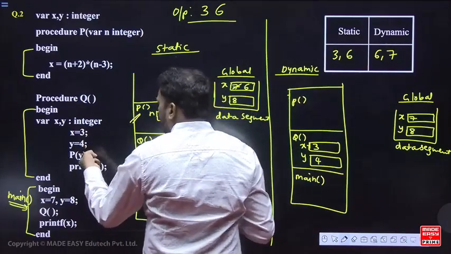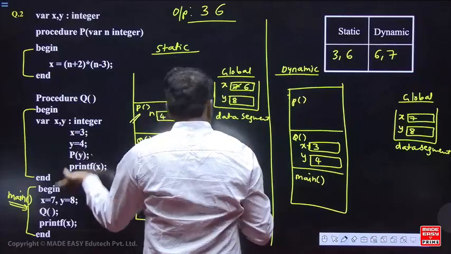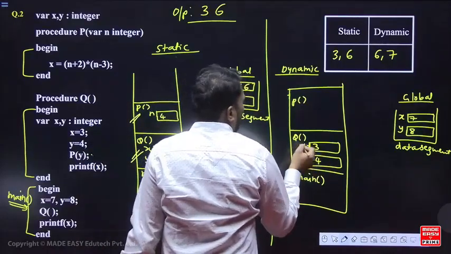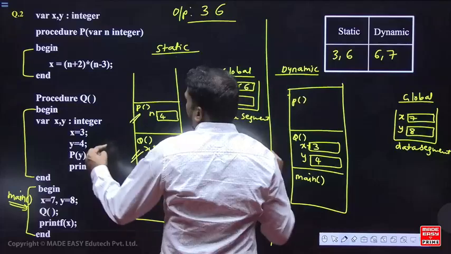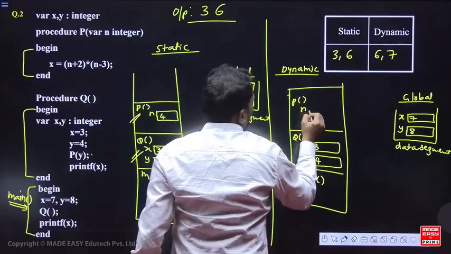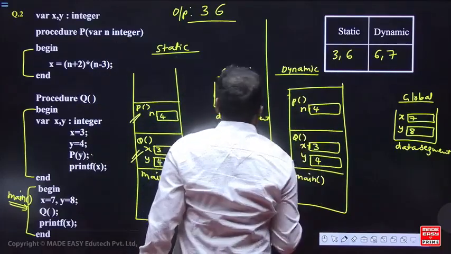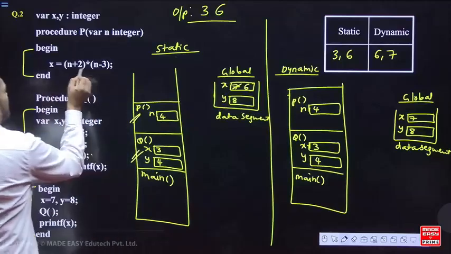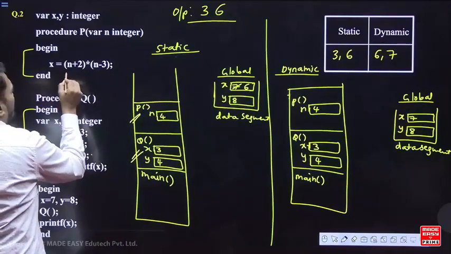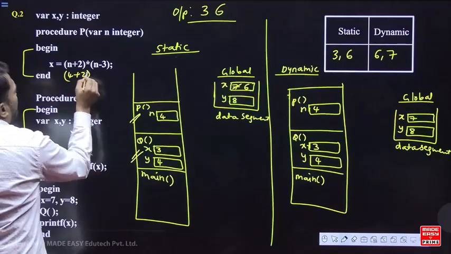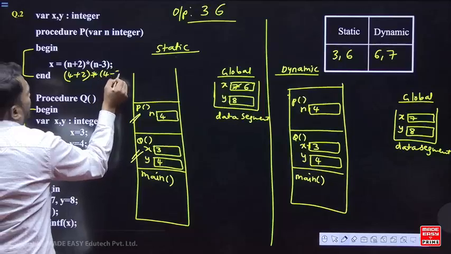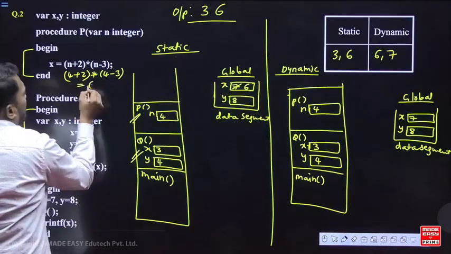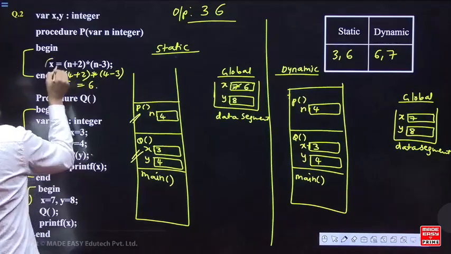Y is just a local variable here. What is the y value you are passing? 4. Is y available? Yes. So y value 4 is received into variable n. So n is a local variable here, and n value is 4. Next, n into n plus 2. So 4 plus 2 multiplied with 4 minus 3. So this value is how much here? 6. 6 is assigned to variable x.